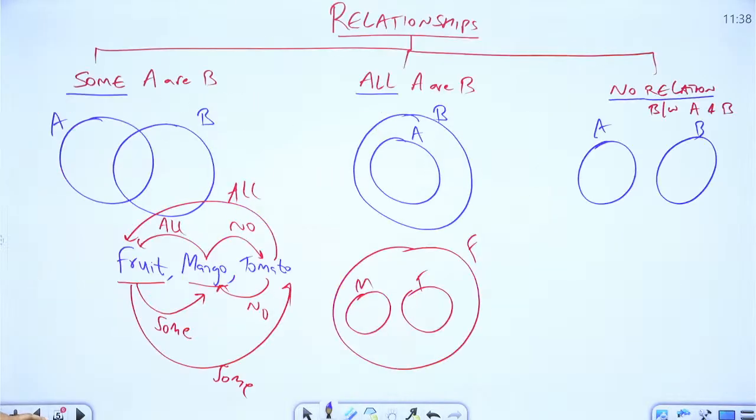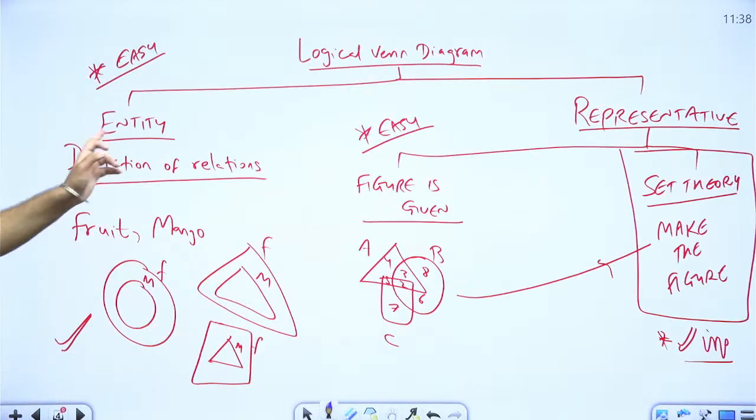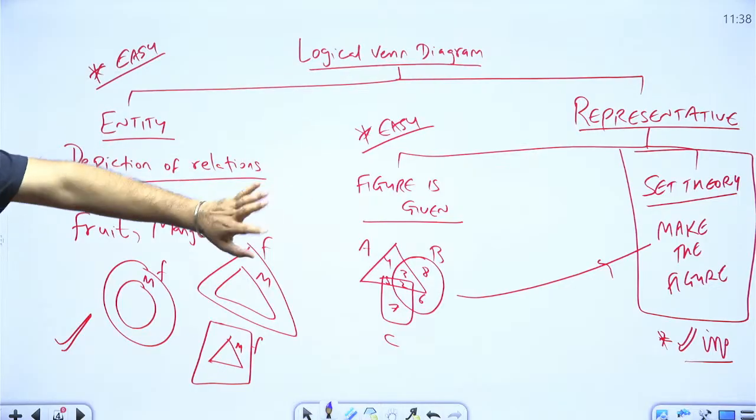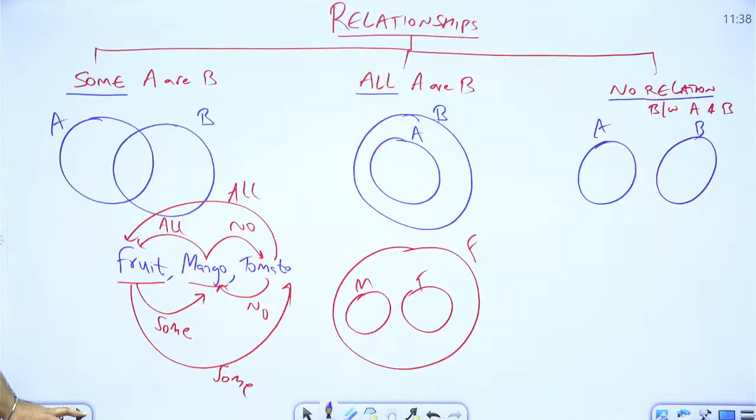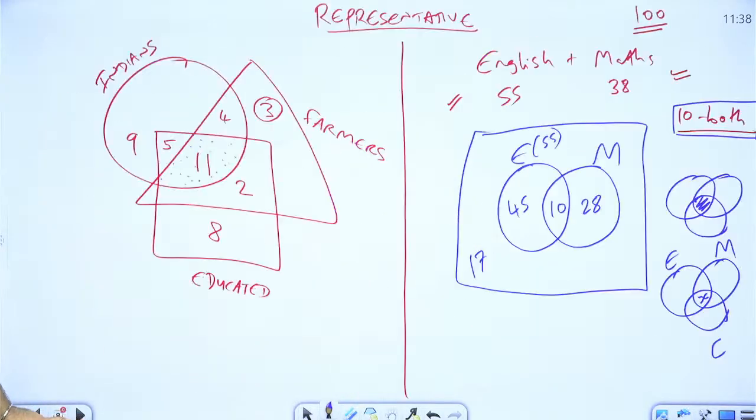So entity based, representative based, figure is given, figure is not given. I've explained everything to you. All the little details which you need to know about, which you need to be careful about. I have listed them down. If you are ready, we'll start the practice. Just let me know.